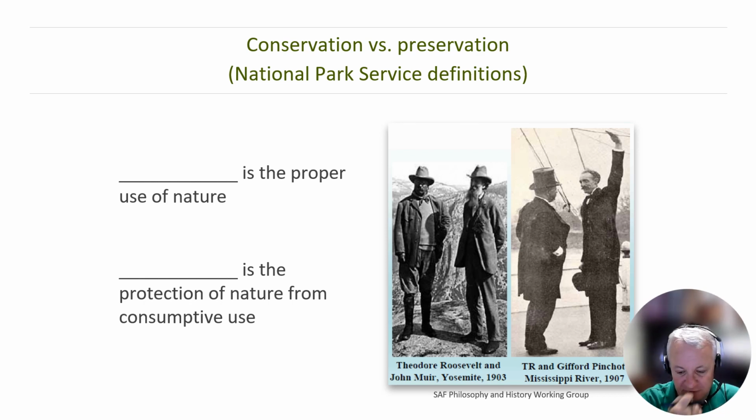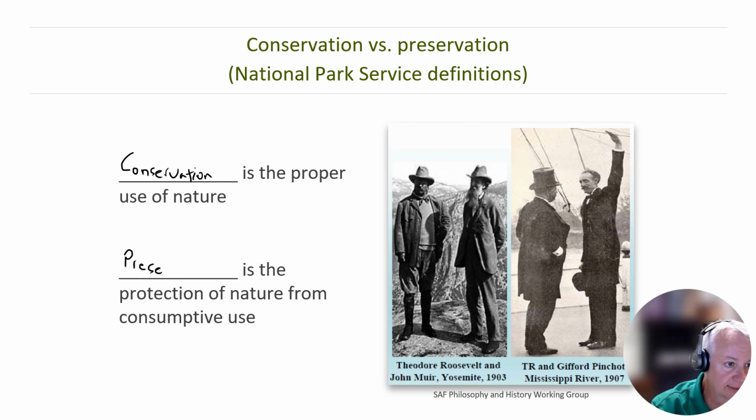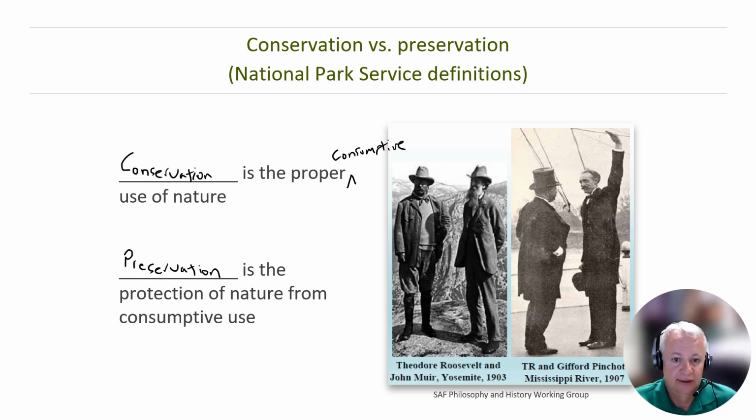Another categorization that can be useful to think about, but is probably a little oversimplified, are the differences between conservation and preservation. Now, these two words also can have many different definitions, but these are National Park Service definitions, where conservation is the proper use of nature. Okay, so it involves use, whereas preservation is the protection of nature from consumptive use. So conservation usually involves consumptive use. So we might even say, proper consumptive use of nature. And by consumptive use, I mean that's a use that takes something away from the ecosystem.